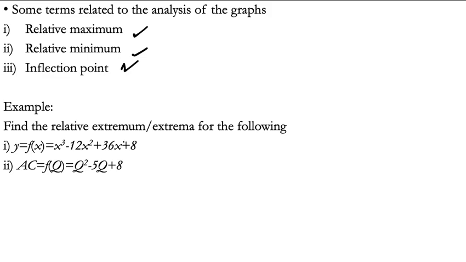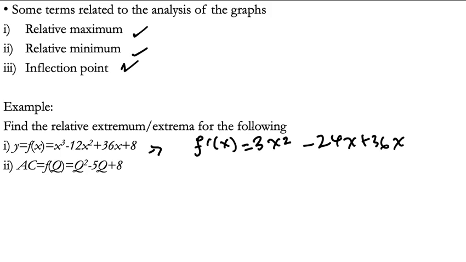Now, how to find the relative extremum or extrema for the following? If we only have one point of maximum or minimum, we call it extremum. Extrema is just the plural. So let's do the first one. Let's say f prime x for the first one is equivalent to 3x squared minus 24x plus 36, isn't it? And then the second step, set it to 0.